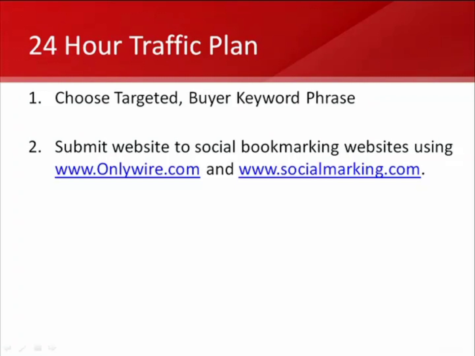Using a tool called onlywire.com, it will automatically submit your website to about 20 social bookmarking websites at one time. I'm going to show you how to set up that account at onlywire.com in an upcoming video. The same thing with socialmarking.com, it's similar to OnlyWire. OnlyWire does it automatically, while socialmarking.com helps automate the process by giving you a list of an additional set of social bookmarking websites to consider, quite a bit more than the 20 OnlyWire covers.